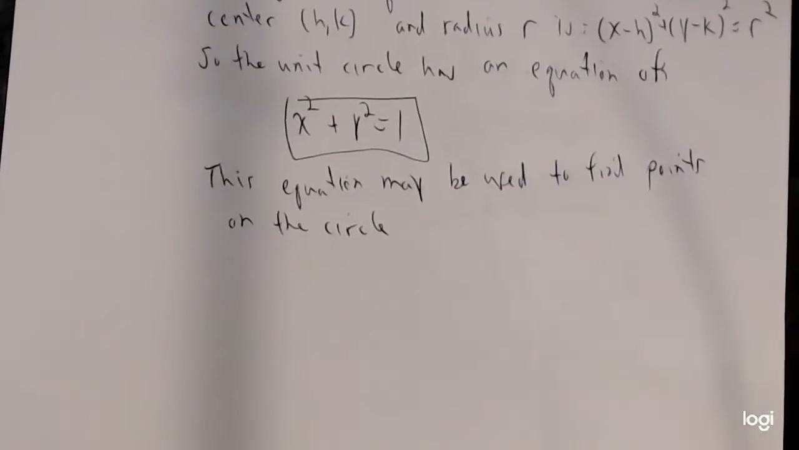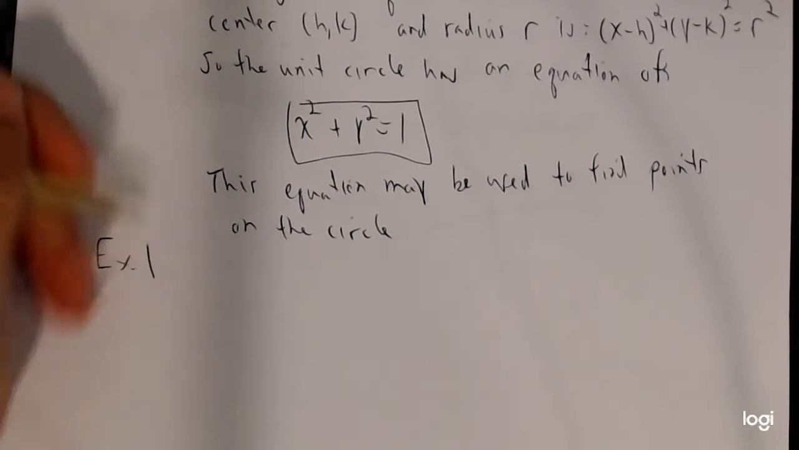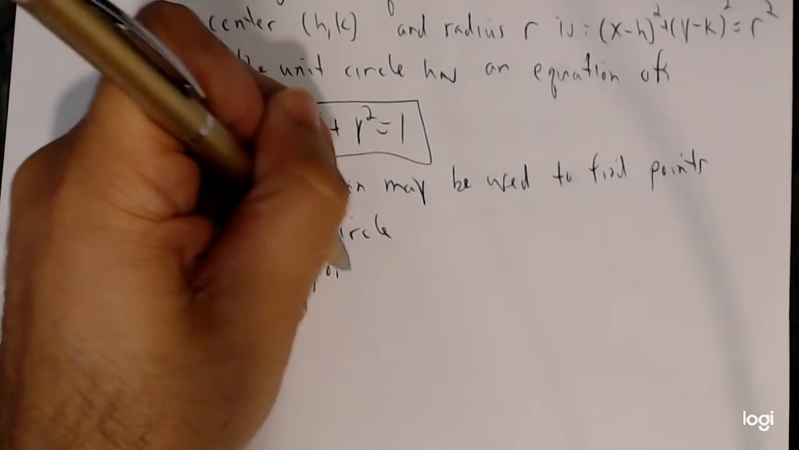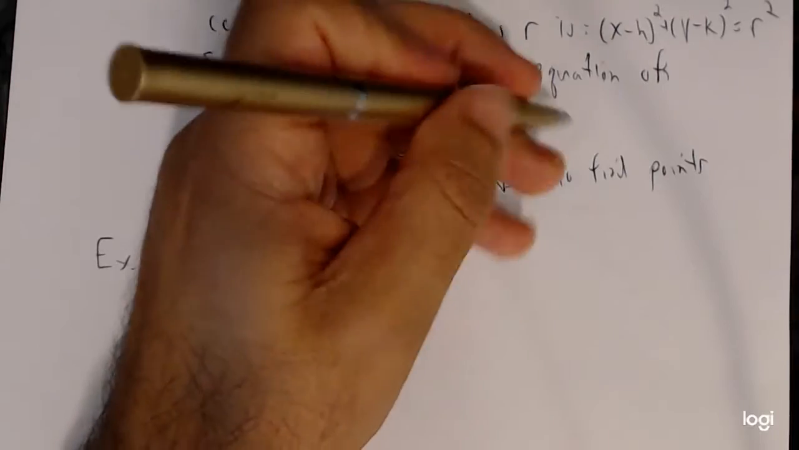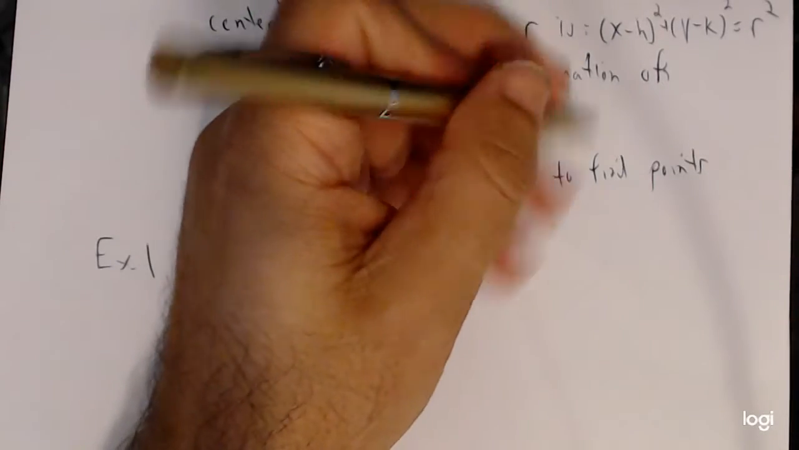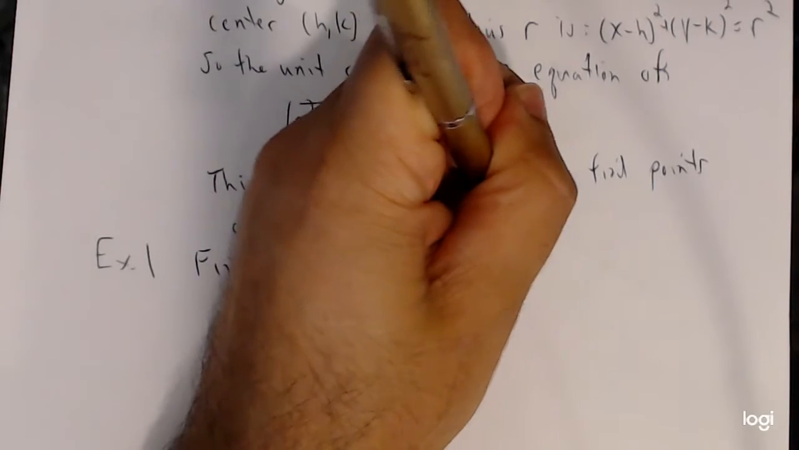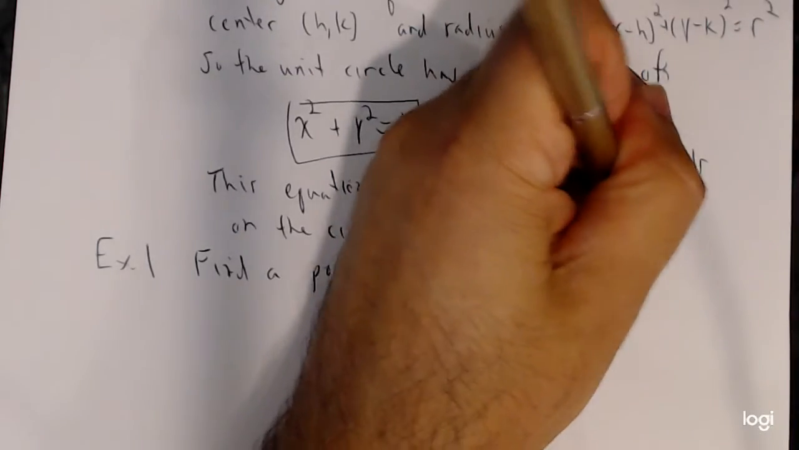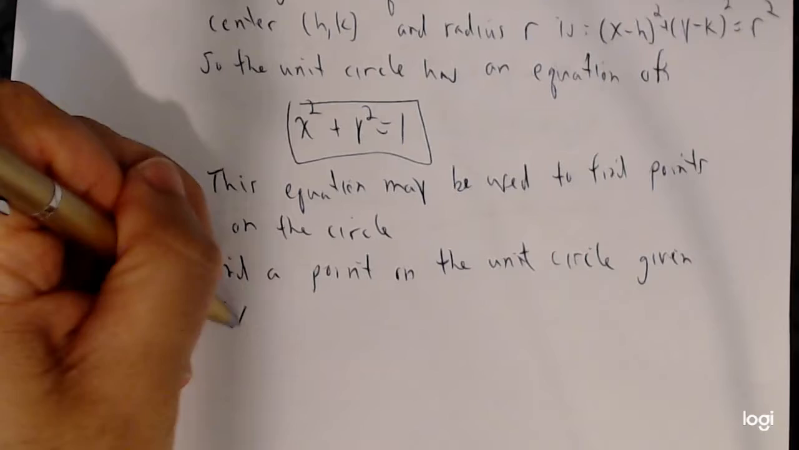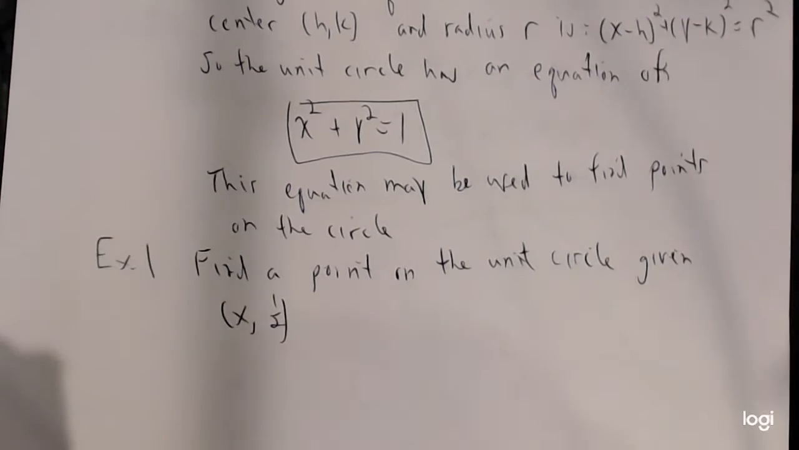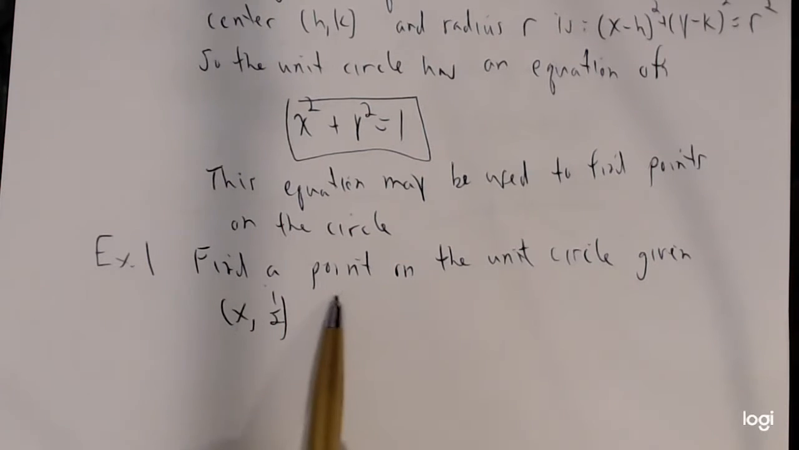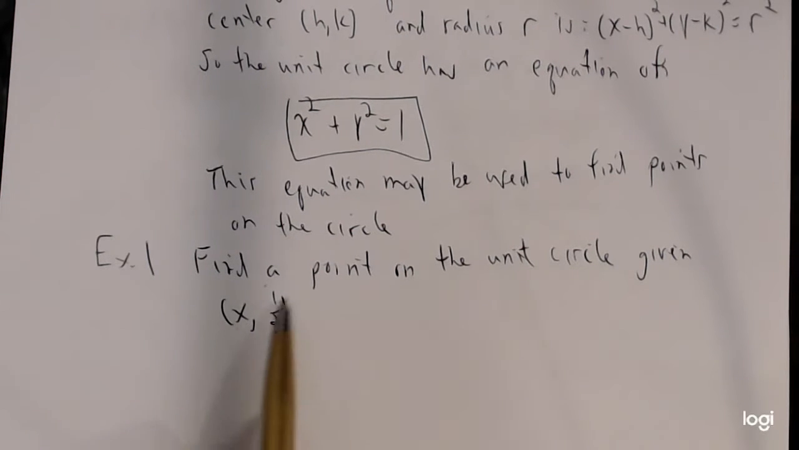For example 1, we have: find a point on the unit circle given (x, 1/2). Okay, so if we look at this, we know that the x value could be anything, and notice how it's saying find a point. So there is going to be more than one point, and we're just asked to find one of them.